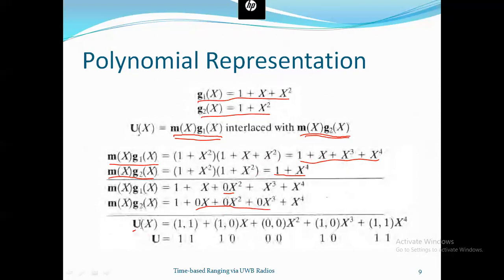Now the coded message is 11, 10, 00, 10, and 11. First we write the m of x g1 of x, and then we write it interlaced with m of x g2 of x. So the output will be in binary form. The code word polynomial is written in this form, and the output of the coder is written in this form.